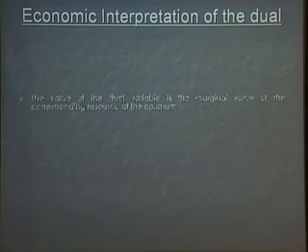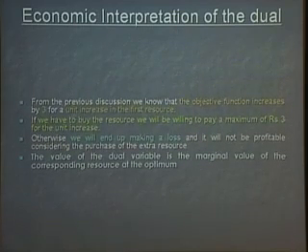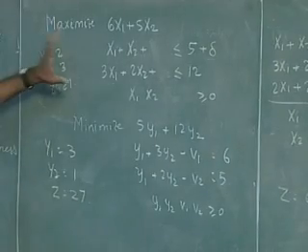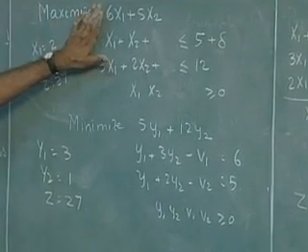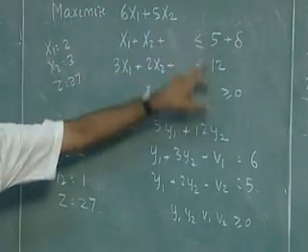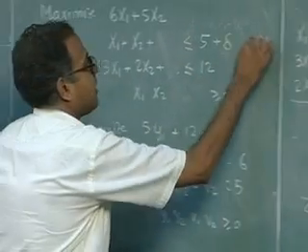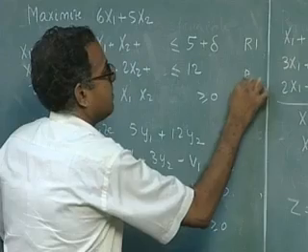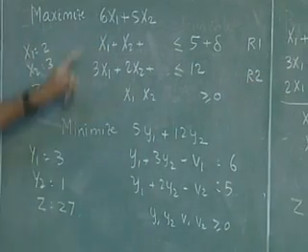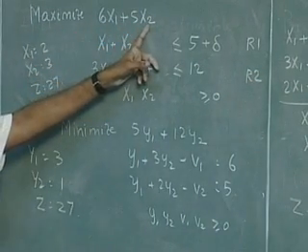Now let us go back to the economic interpretation of the dual. Now let us assume that this is the primal that we are looking at and this is the dual. Now let us go back to the problem formulation. Let us assume that these 5 and 12 are two resources which we call R1 and R2, and x1 and x2 are the amount of product that is made.